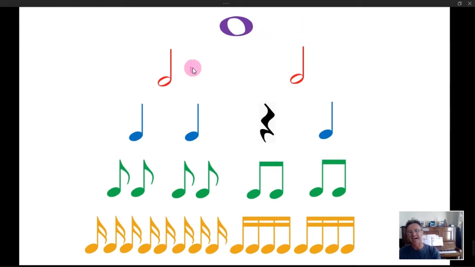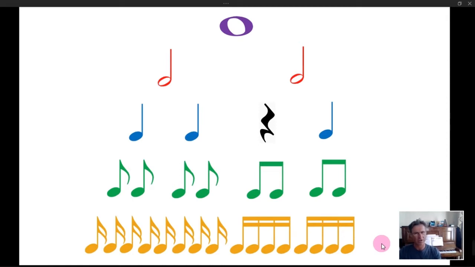Ta, ta, ta, ta, ta, shh, ta, ti, ti, ti, ti, ti, ti, ti, ti, ticka, ticka, ticka, ticka, ticka, ticka, ticka, ticka, and breathe.